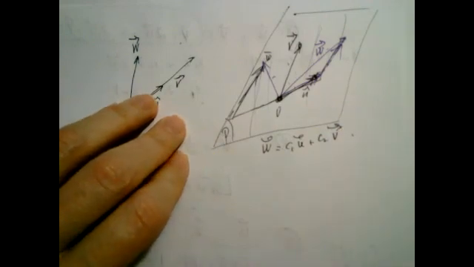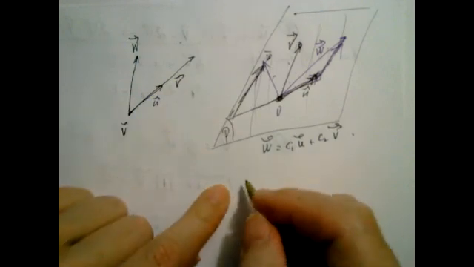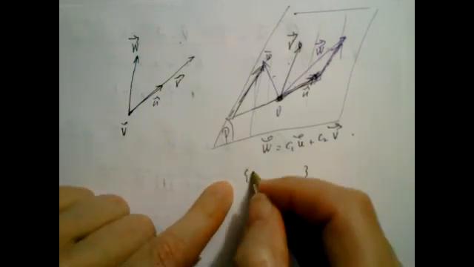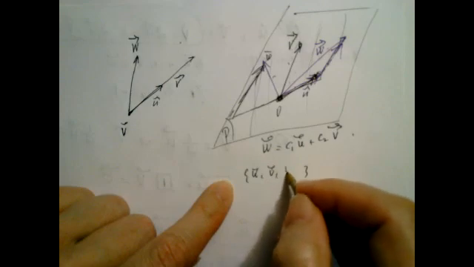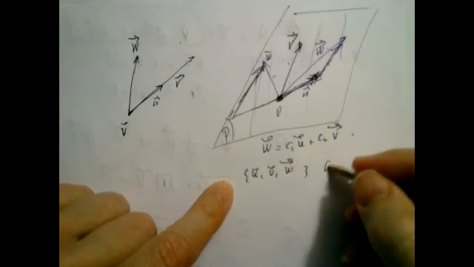Are the vectors now linearly dependent or independent? They would be dependent. Absolutely.